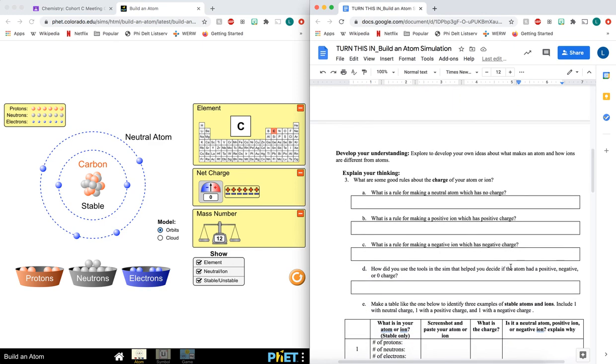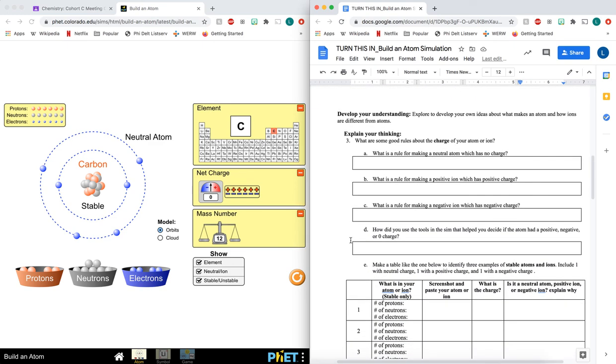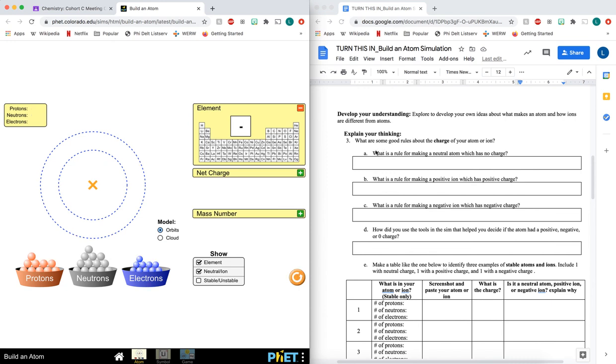So the rest of the lesson progresses at this same pace. When you're doing it on your own, you probably won't go as slow as I'm doing it right now and narrating everything out loud, but it's the same procedure. You get a question that prompts you to explore. So for question 3, what are some good rules about the charge of your atom?